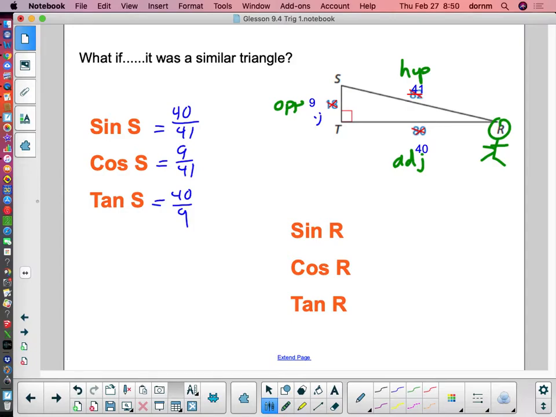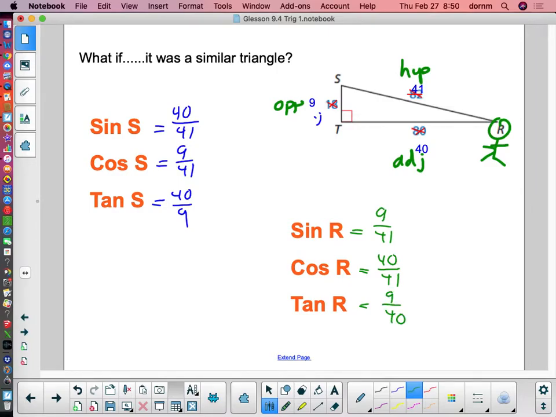Okay, so the sine of R now is opposite over hypotenuse, which is 9 over 41. Cosine would be adjacent over hypotenuse, which is 40 over 41. And tangent is what ratio? Okay, what's the sides? Opposite over adjacent, 9 over 40. There we go.